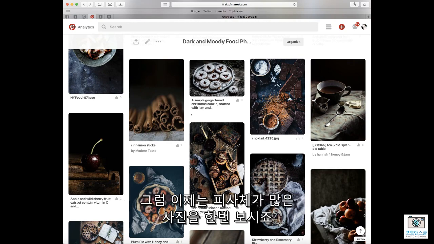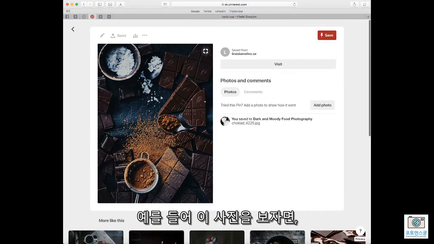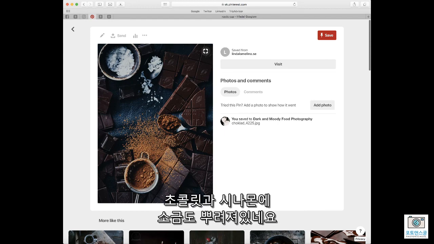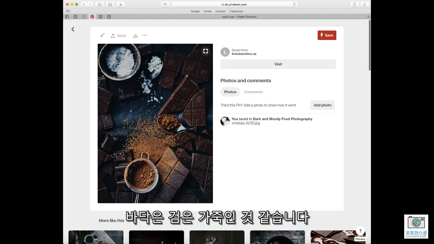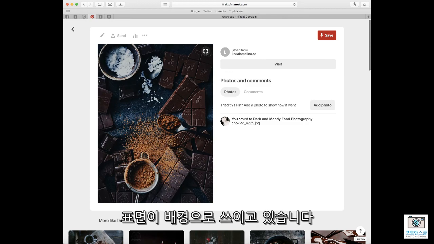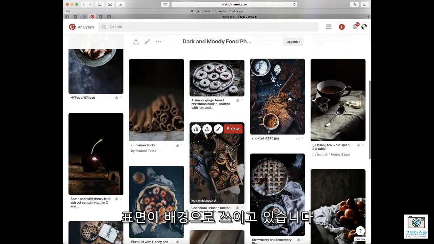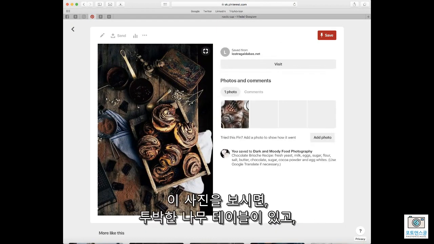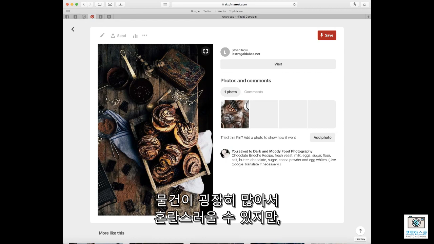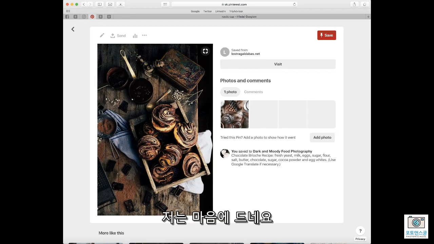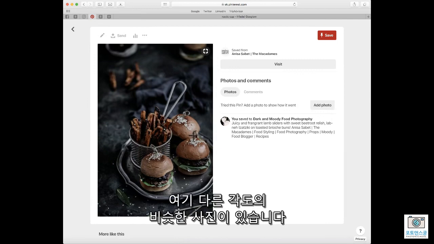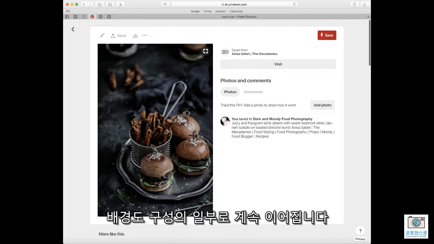Now let's take a look at pictures where there are lots of subjects. For example, like this one, there's lots of chocolate, there is cinnamon, there is some sea salt. You can see that it is black leather, and this surface is again the background itself. Here is another one. Here you can see a rustic wooden table with lots of things. It is a little bit chaotic, but I like it. Here is a similar one, but with a different angle. The background is part of the composition, so there it is continuing.